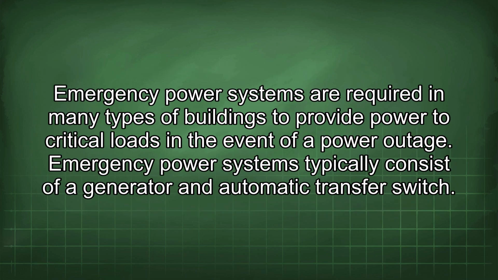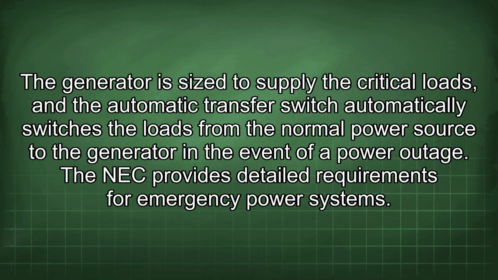Emergency power systems are required in many types of buildings to provide power to critical loads in the event of a power outage. Emergency power systems typically consist of a generator and automatic transfer switch. The generator is sized to supply the critical loads, and the automatic transfer switch automatically switches the loads from a normal power source to the generator in the event of a power outage. The NEC provides detailed requirements for emergency power systems.